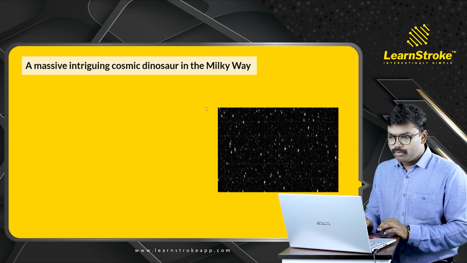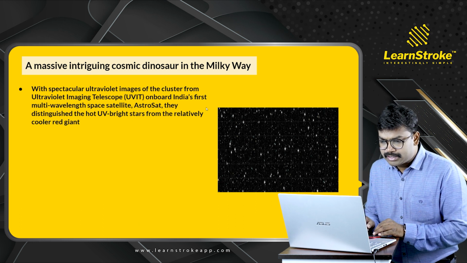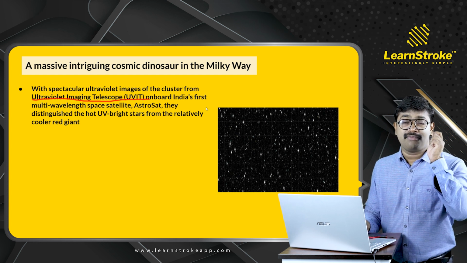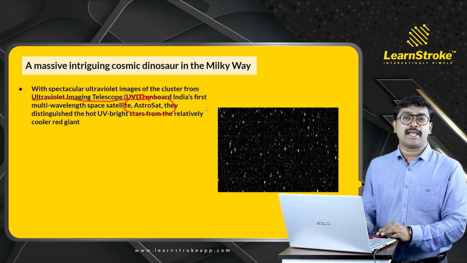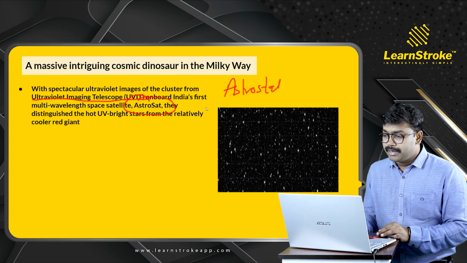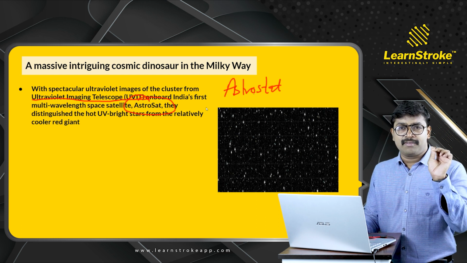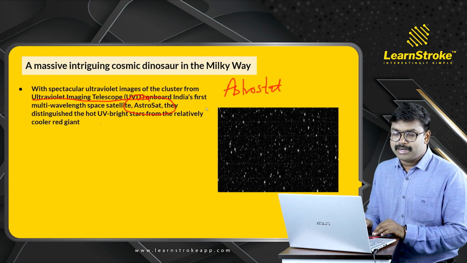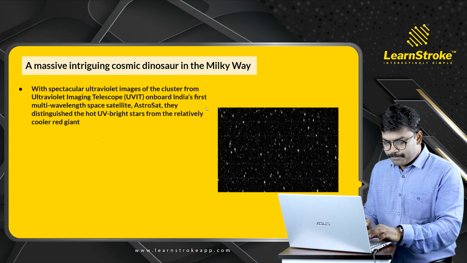And let's see another point. What is UVIT? As we said, it is the Ultraviolet Imaging Telescope on board India's first multi-wavelength space satellite, called AstroSat. So in this context, it is very clear what you mean by AstroSat. These are the questions that I asked in the beginning. So AstroSat is India's first multi-wavelength space satellite, and UVIT is the Ultraviolet Imaging Telescope. And how are they functioning here? Let's take a look.